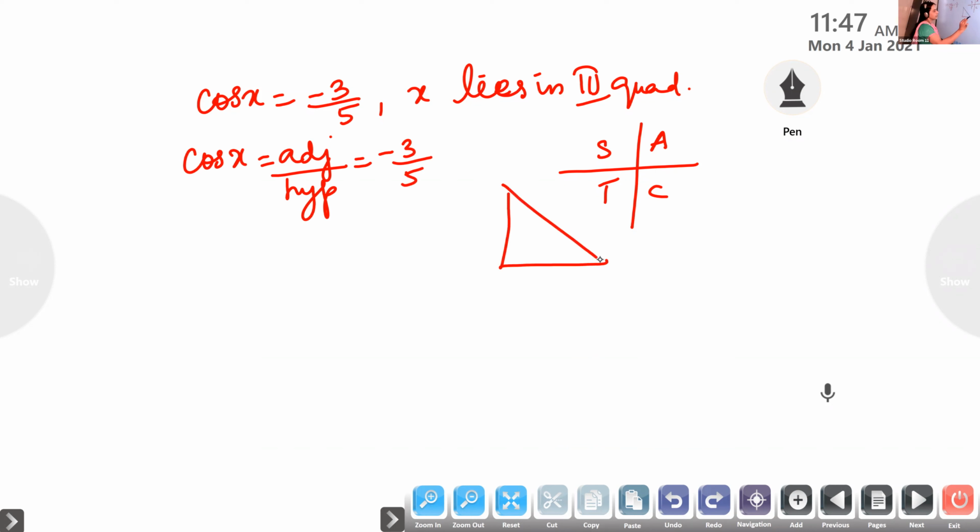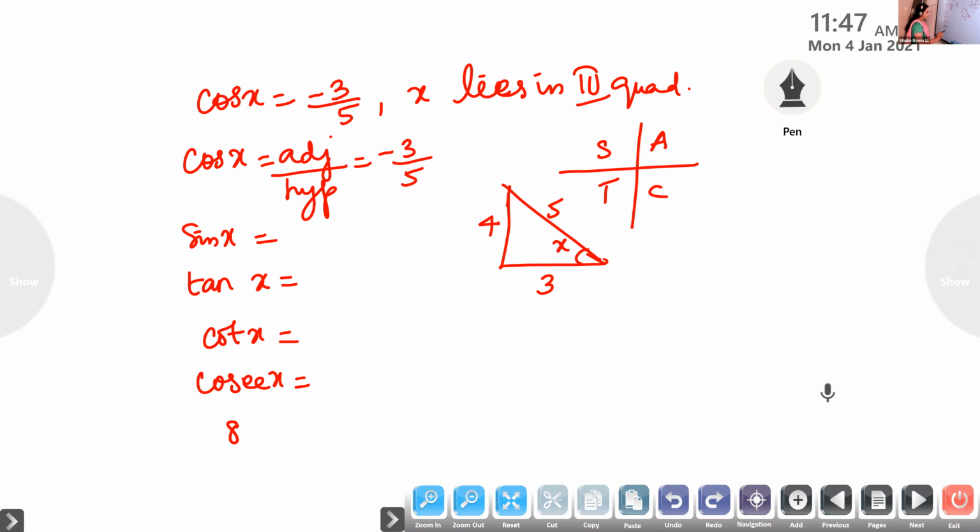So again draw the triangle. Adjacent side is 3, hypotenuse is 5. So you find the opposite side. Opposite side is 4. Okay. Now define all the other trigonometric ratios. What is sin x is given, then tan x, cot x, cosec x, and sec x. Define all the other 5 trigonometric ratios. This one is an easy one, isn't it?